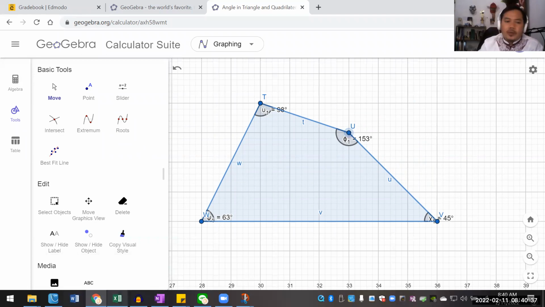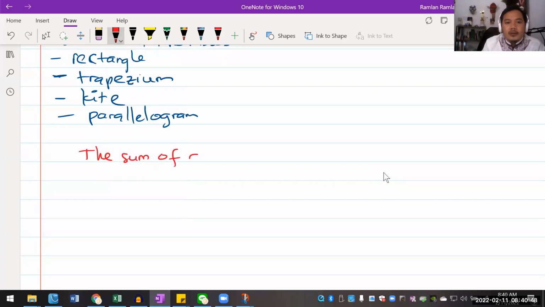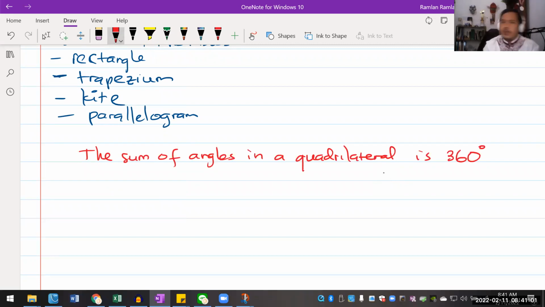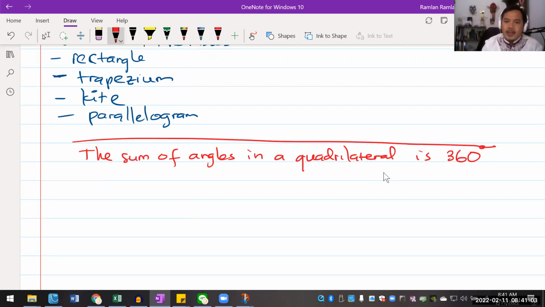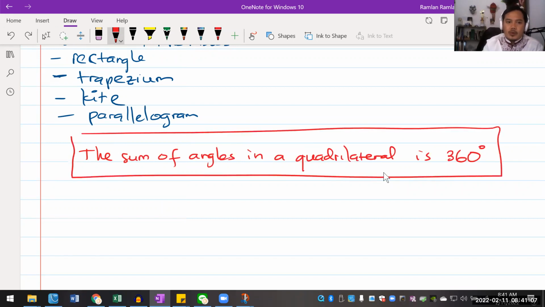So I'm going to write that down in here. The conclusion for the investigation that we have is that the sum of angles in a quadrilateral is 360 degrees. Okay, please write this down because this is going to be the concept that we're going to use to answer some questions.